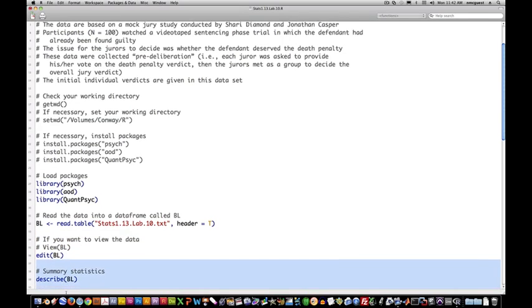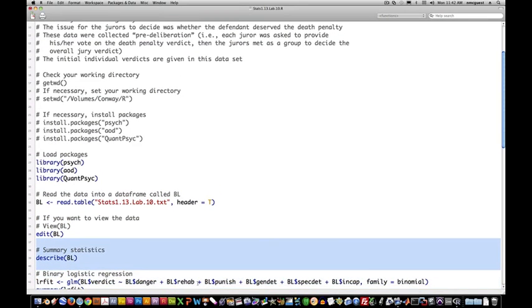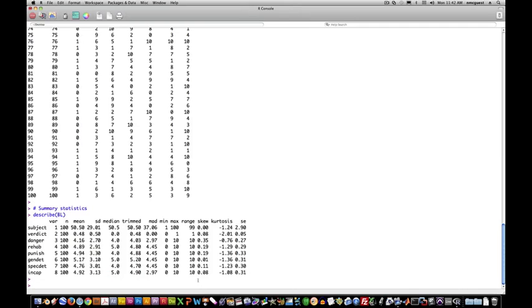We could look at some summary statistics just to get a feel for what's going on in the data. Most importantly, we could look at verdict and see that the mean is 0.48. That means it's about a 50-50 split, which is good for binary logistic regression. If you have an overwhelming majority that voted for the death penalty, then none of this would work, right? There wouldn't be variance in the dependent variable to predict. So this is great. We're right at about 50%. And notice that it's binary. The minimum is 0, maximum is 1.